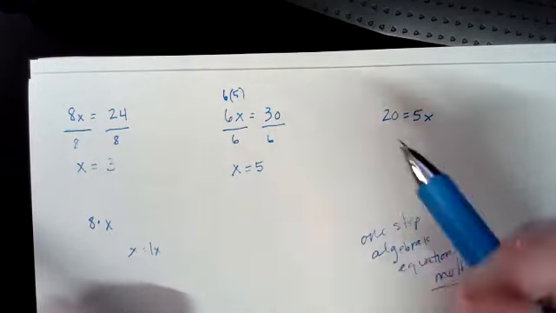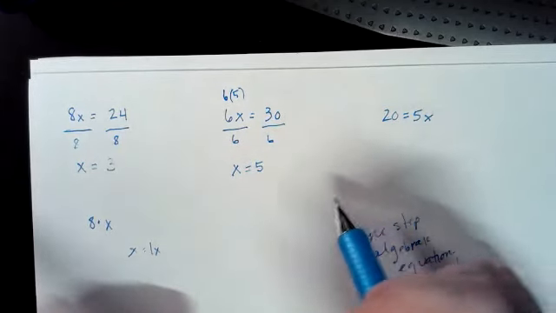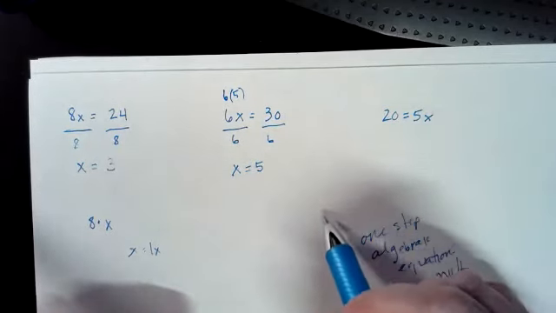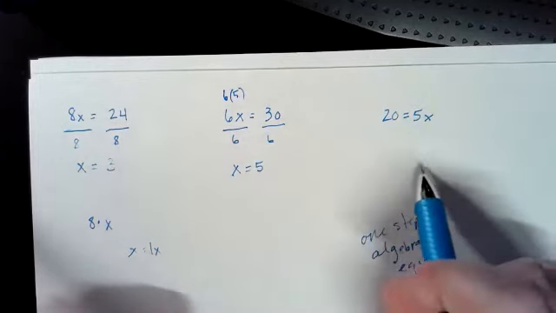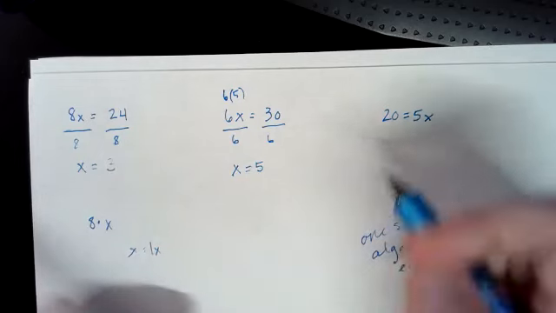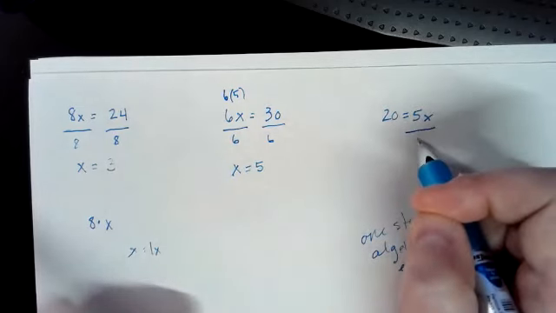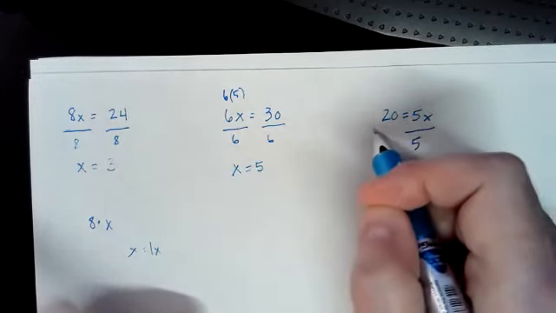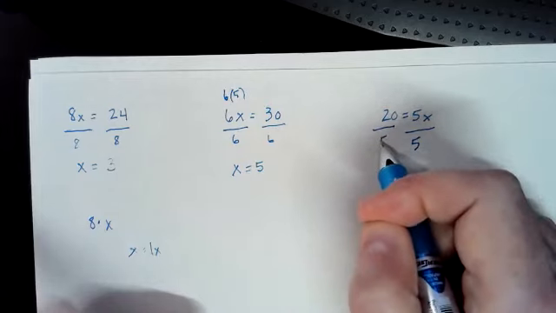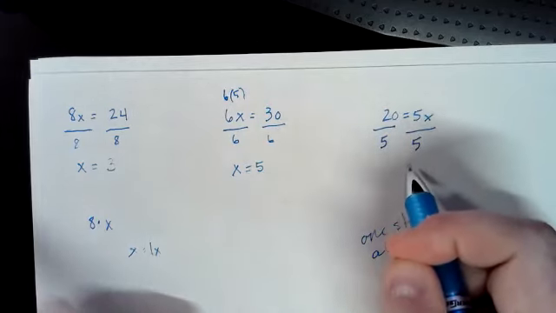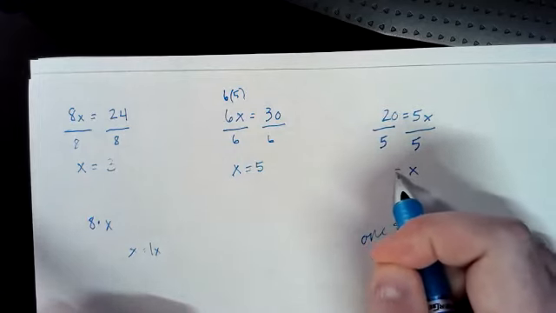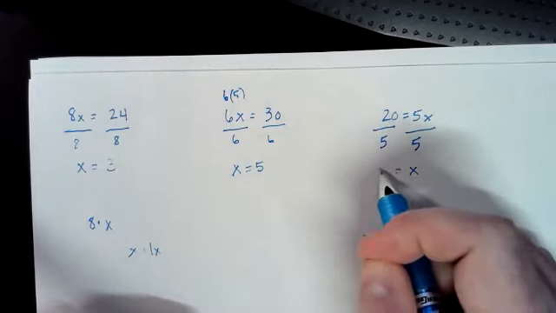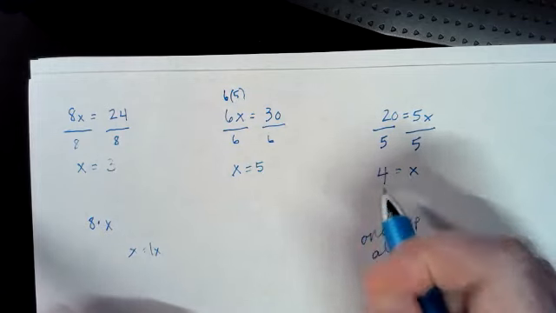All right, let's go over to this one. This one's in a different order. It does not matter. We're still going for a variable on one side, a number on the other. We need to separate the 5 and the x. So we're going to divide out the 5 on both sides. 5x divided by 5 is just x. Down your equal sign, 20 divided by 5 is 4.